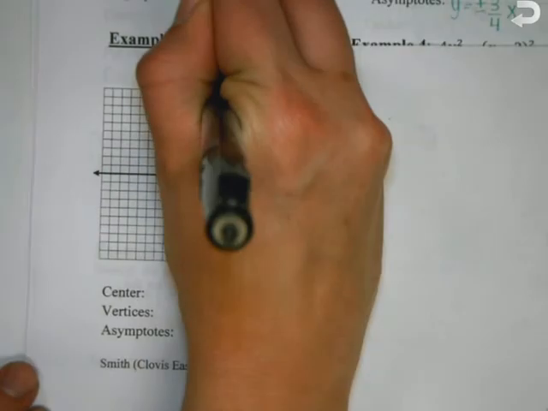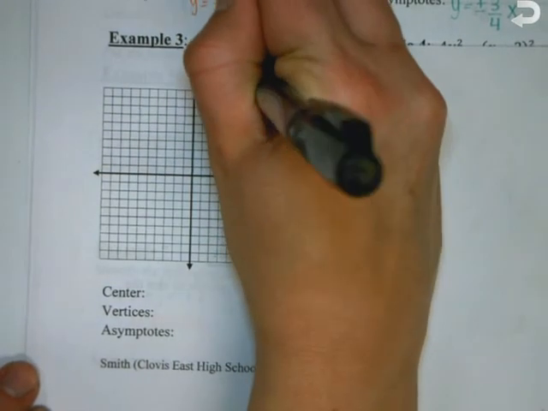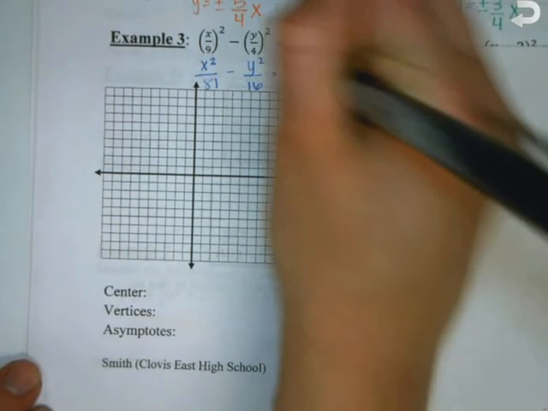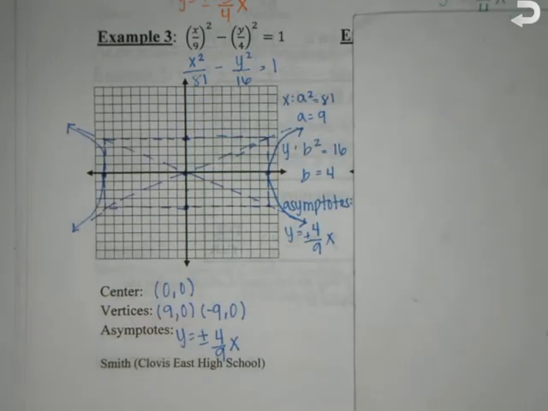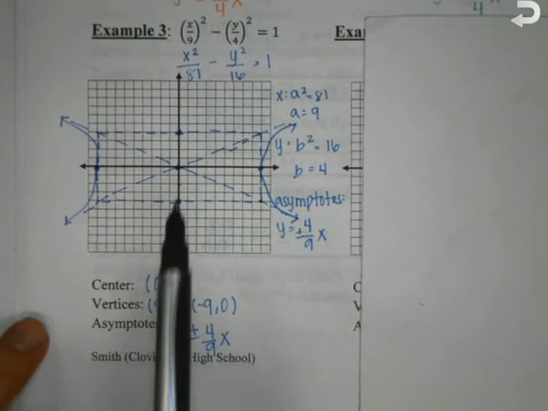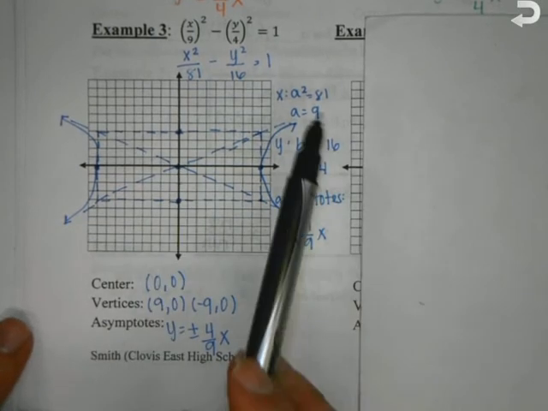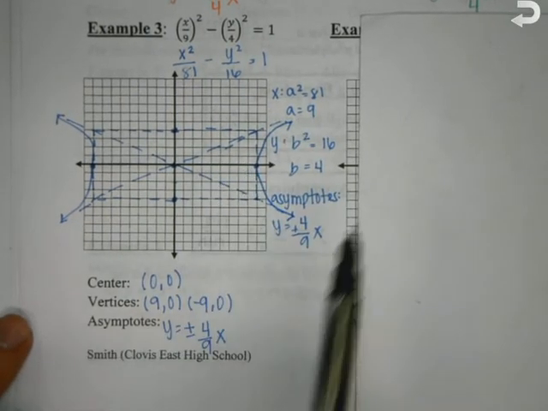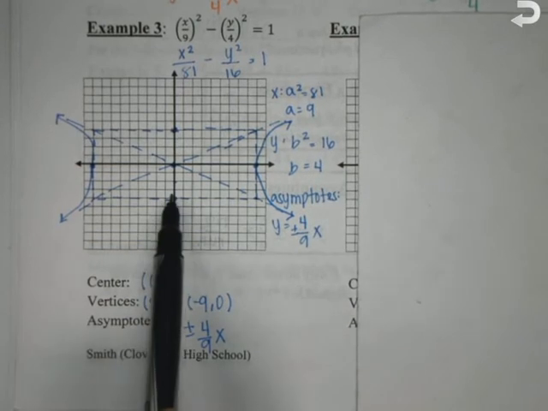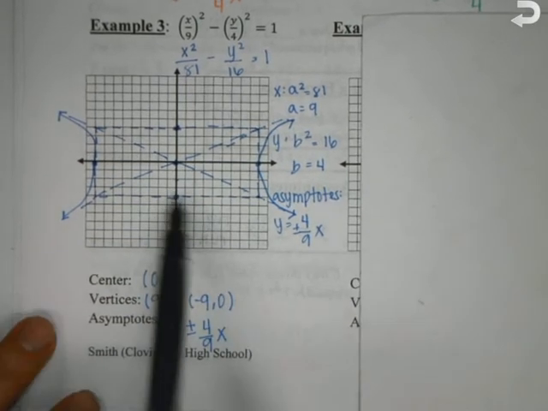Okay guys, here's what I got. I got that my center was 0, 0, so I put that point there. A came out to be 9, so I counted those. B came out to be 4, so I counted those. I made my box, and I drew my asymptotes through the corners. The equation of those is y equals plus or minus 4 over 9x, so that goes down here.